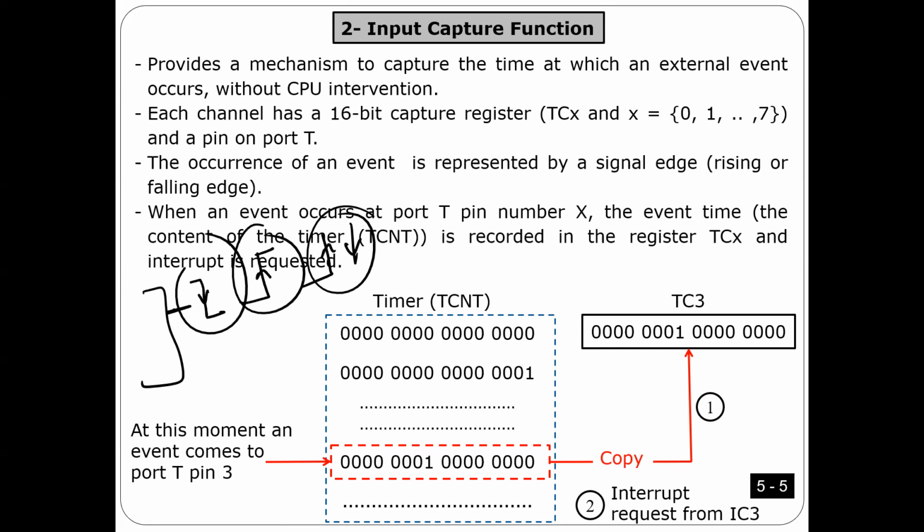But in case of IRQ, I had only 2 options. It can be falling or 0 level, right? This time I have 3 options. So falling, rising, and both, okay? I can program it using registers, as you will see.